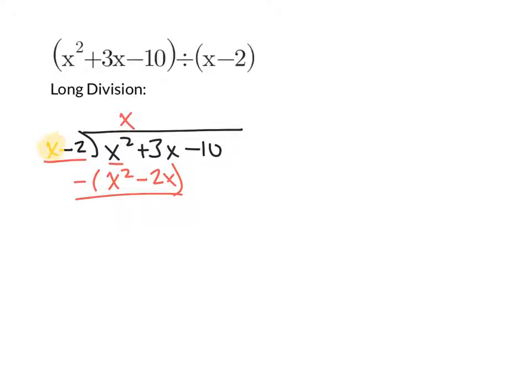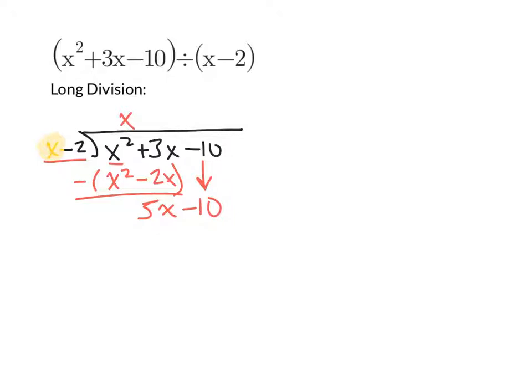X squared minus x squared is 0. 3x minus negative 2x is the same as adding that 2x. Then we end up with 5x. And we bring down this negative 10 and do the whole process again.